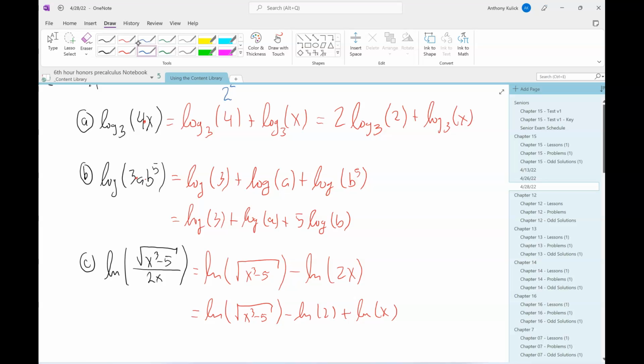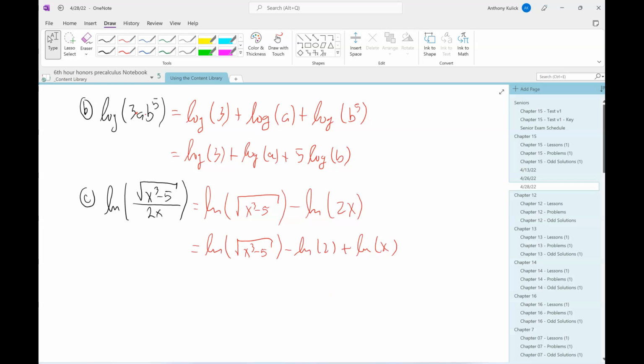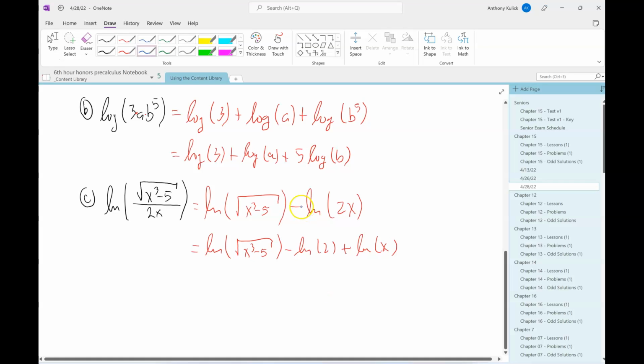Ah, good catch, Paul. Mr. Kulik was trying to trick you. Paul refused to be tricked. There is a mistake with what we've written. The mistake is the minus sign in front of the log 2x needs to apply to the entire log 2x.